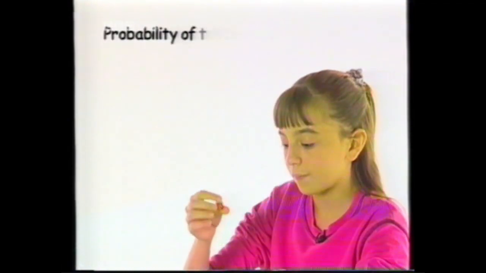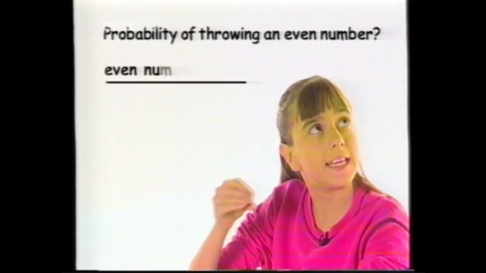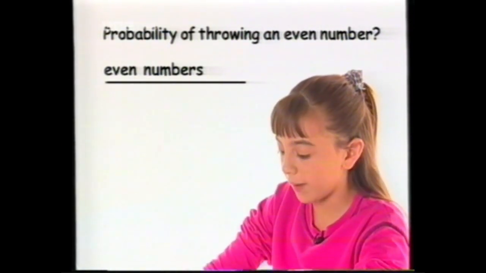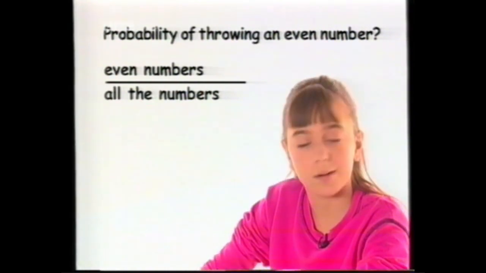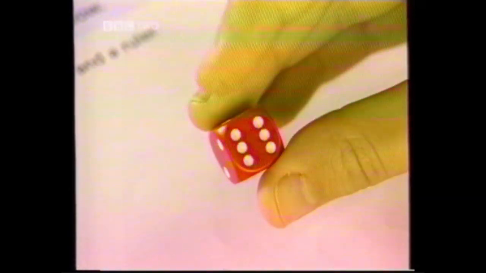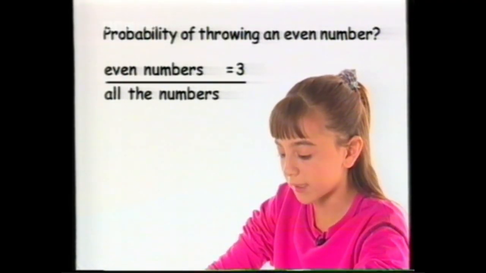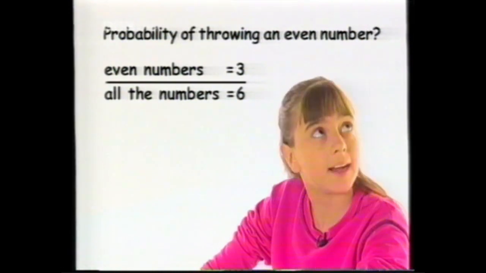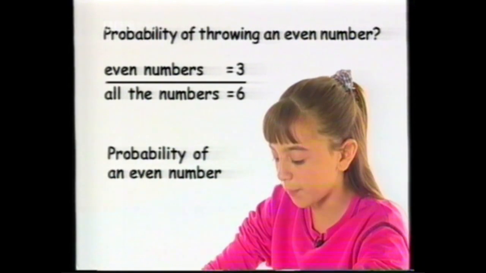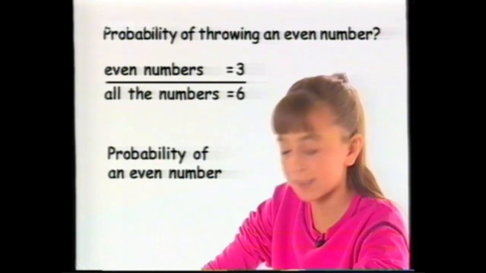So, what's the probability of throwing an even number? Well, I have to work out how many even numbers there are on the dice, and then divide it by the total number of ways the dice can come up. The even numbers are 2, 4 and 6, so there are 3 even numbers and 6 ways altogether the dice can fall. So the probability of an even number coming up is 3 divided by 6. That's 1/2. That's right.